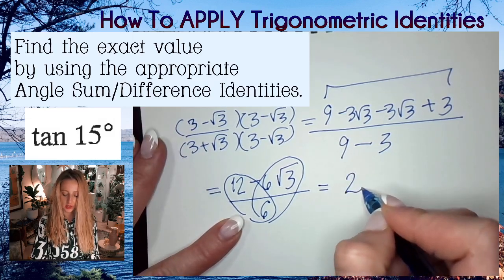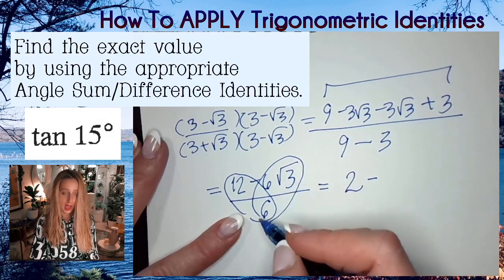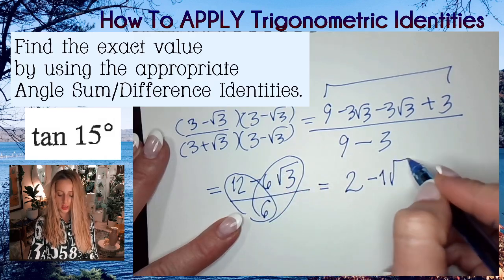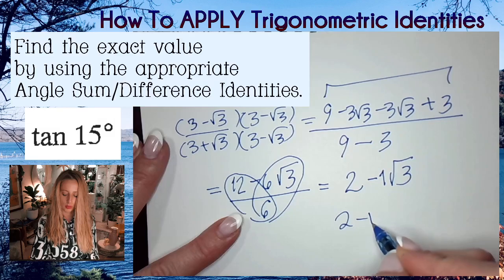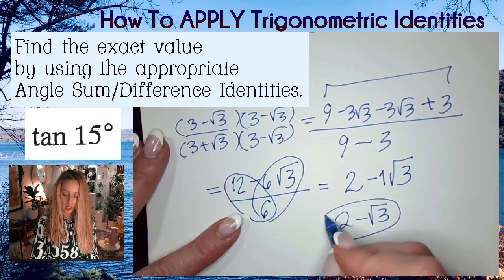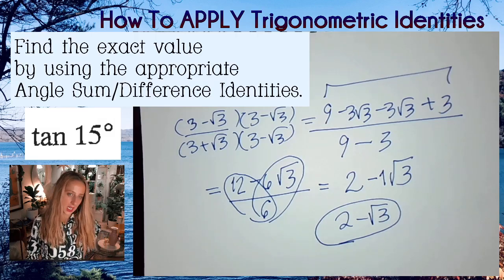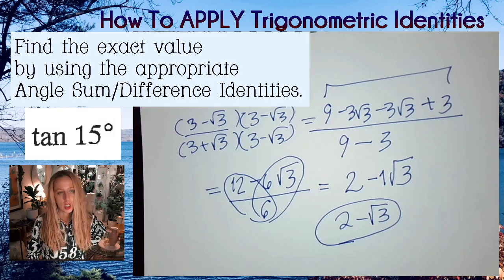12 over 6 is 2 minus, that has to be able to reduce too. If you're going to do it the same way, 6 over 6 is 1, so 1 root 3, or just 2 minus root 3. And that's it. We're done. So when you do the tan or sine or cosine of 15 degrees, you're probably going to use subtraction.